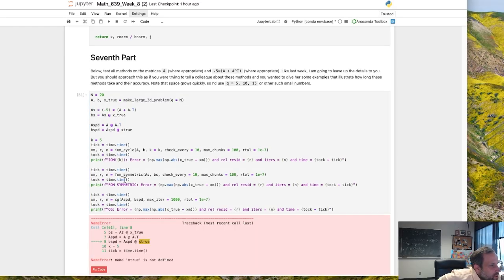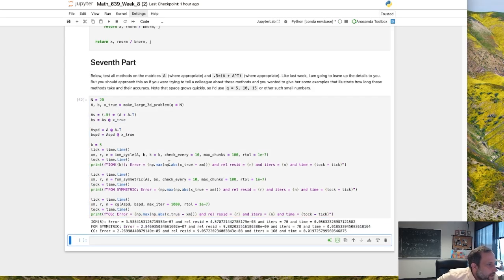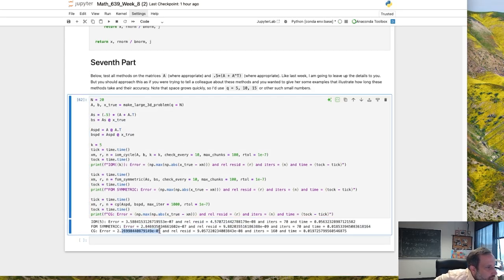All right, X_true is not defined. Oh, forgot the underscore. Okay, let's hope that's the only one. Okay, and again, we can see this is very nice. It has converged. We can see the error is small here, 10 to the minus 8, and it took 160 iterations for the conjugate gradient.